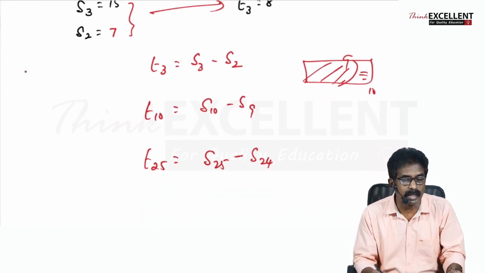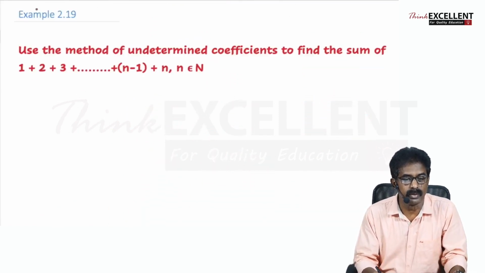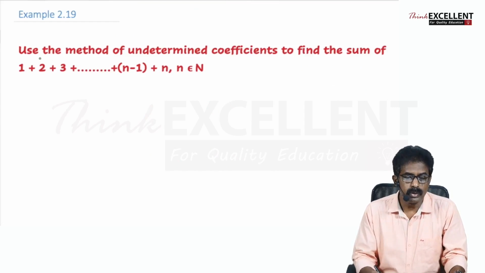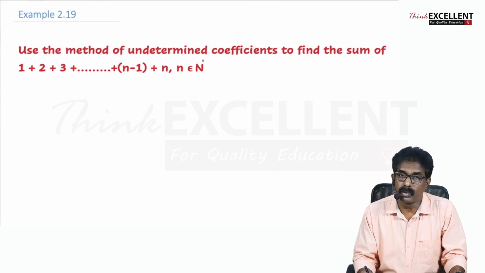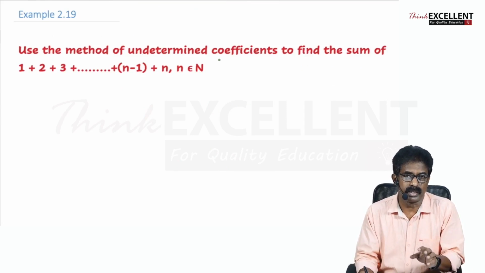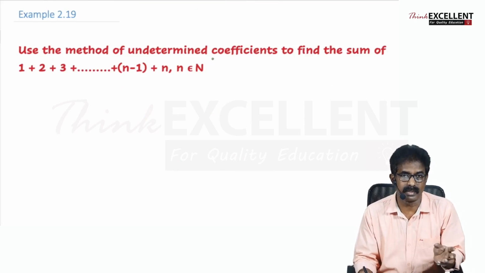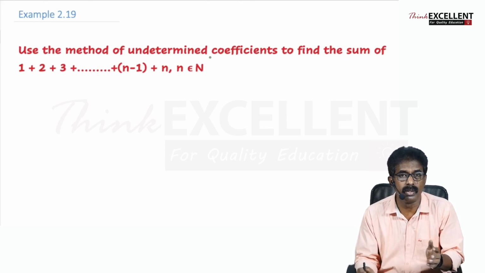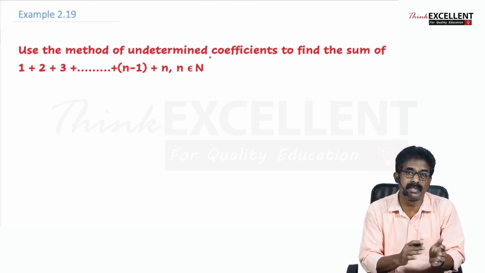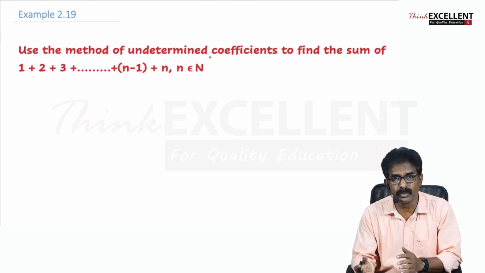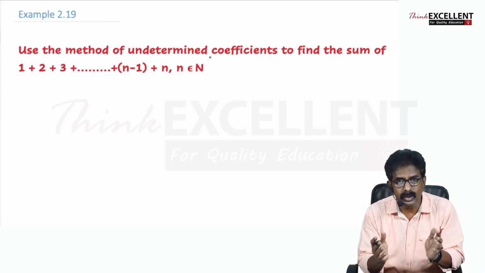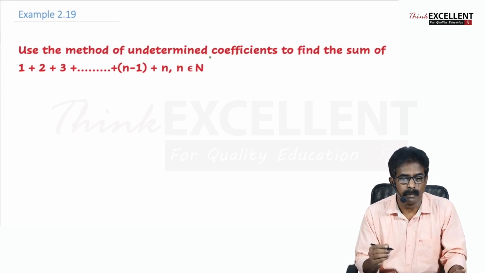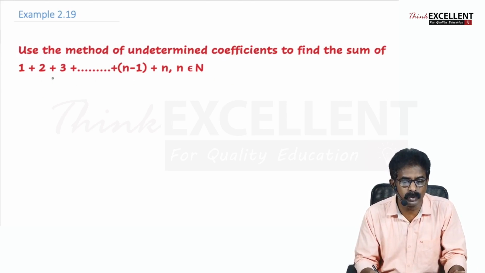That's an important 5-mark question, so prepare that question well. Okay, look at this question. Use the method of undetermined coefficients. The coefficients of x square and so on, you take as a, b, c. Then you can find them. How can you find that? On both sides, equate the coefficients of x, the coefficients of x square, and the constant terms. That method we call the method of undetermined coefficients. Okay, to find the sum of 1 plus 2 plus 3 plus etc.